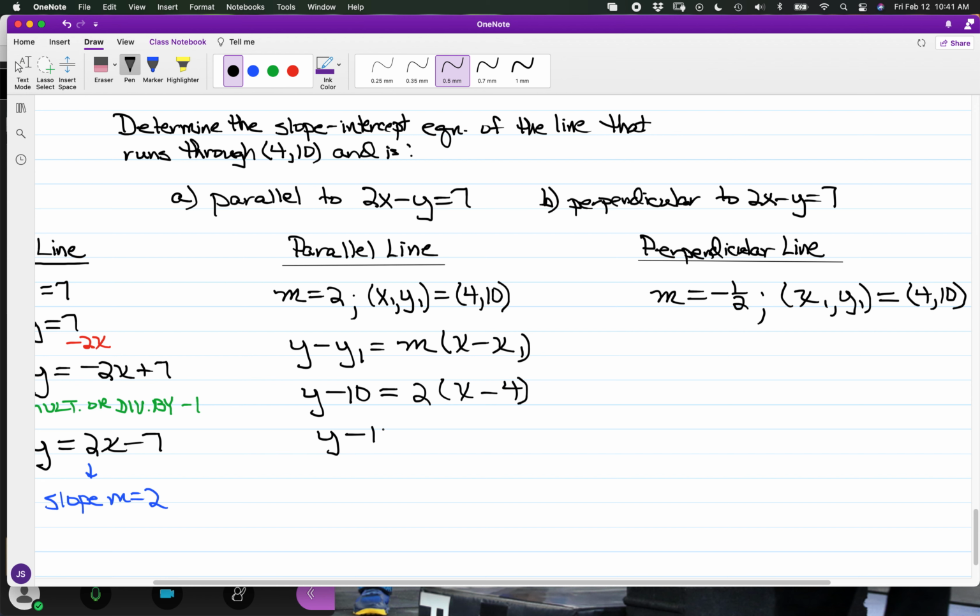And in terms of following through to get to the slope intercept equation, we have 2 times the quantity x minus 4, so this will be 2x minus 8. And getting the y term by itself, if I add 10 to both sides, we're going to have that y is equal to 2x plus 2.